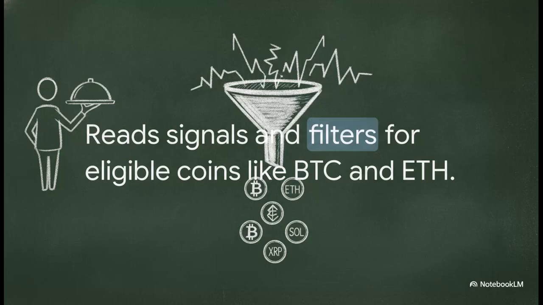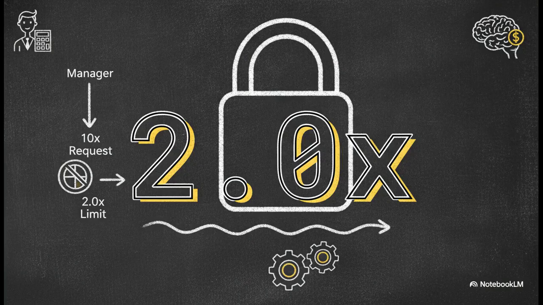Step 1 is intake. Our waiter reads signals straight from the production database, but crucially, it doesn't just blindly pass them along. It acts as a brilliant first line of defense. It filters the market to ensure we're only looking at valid, eligible, highly liquid assets, specifically Bitcoin, Ethereum, Solana, and XRP. Most importantly, it validates the signal structure so malformed data never even has a chance to enter the risk engine.